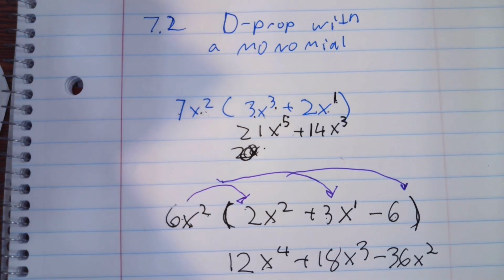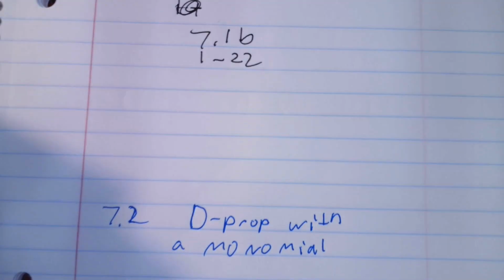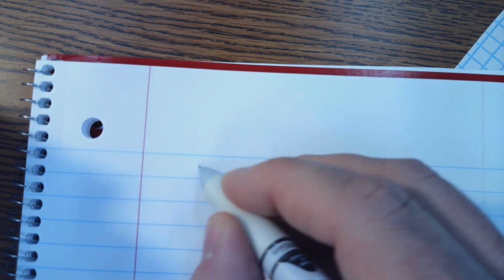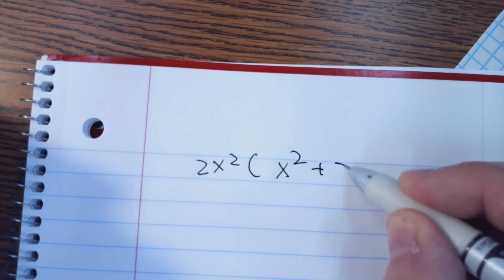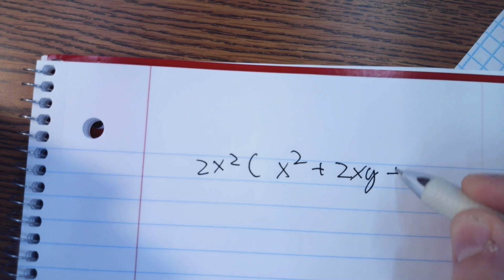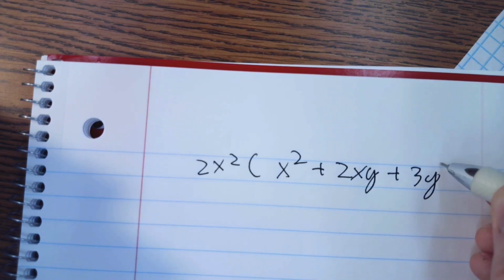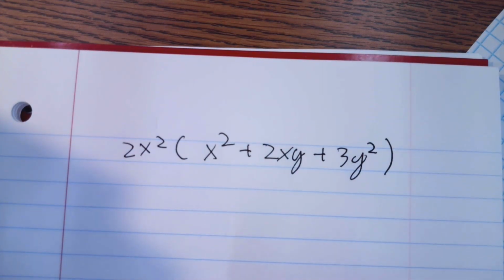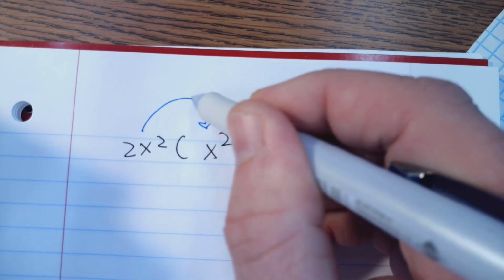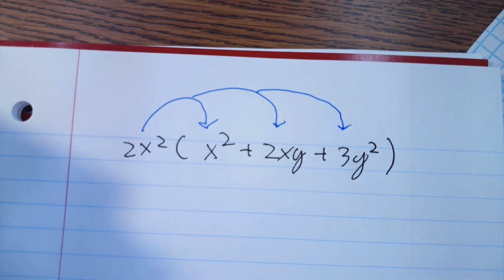All right, we are going to get a little bit more into this where we have situations like this. 2x squared times x squared plus 2xy plus 3y squared. Okay, we have two sets of variables, or two variables. And so let's see if we can do this here. Okay, again, we're going to multiply each little thing here. This times this, this times this, and this times this.